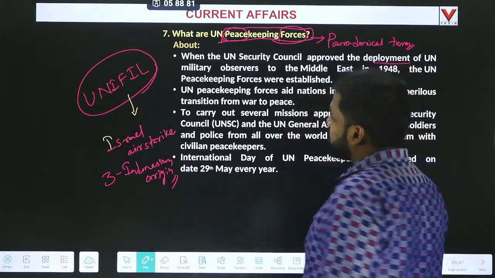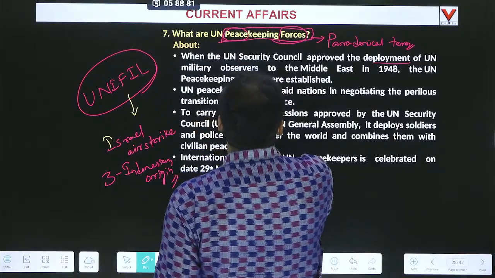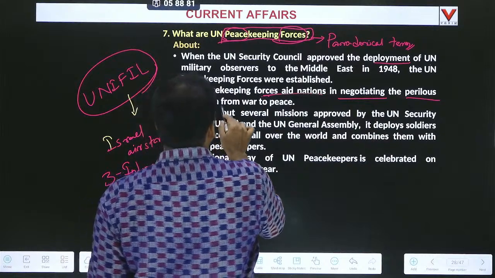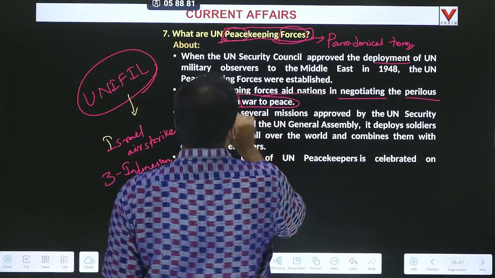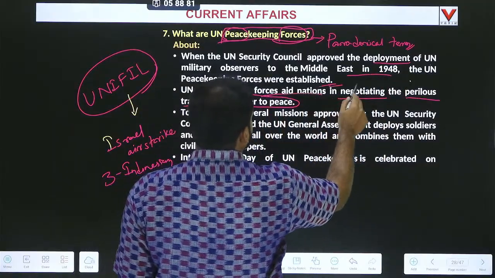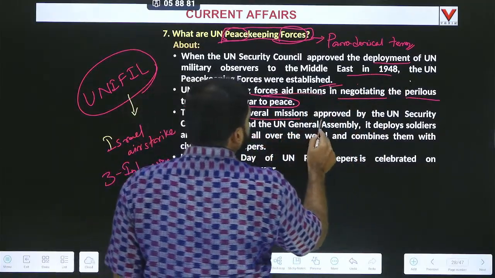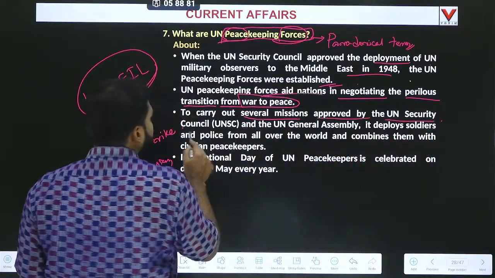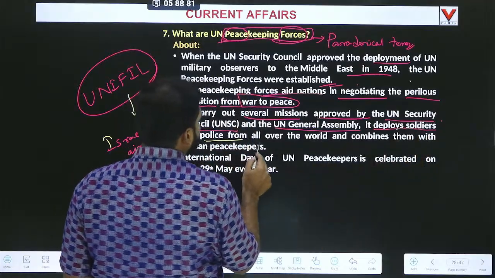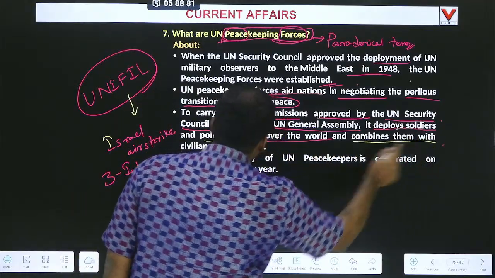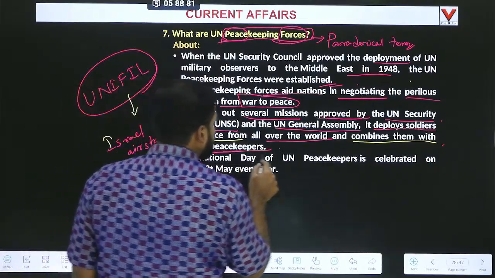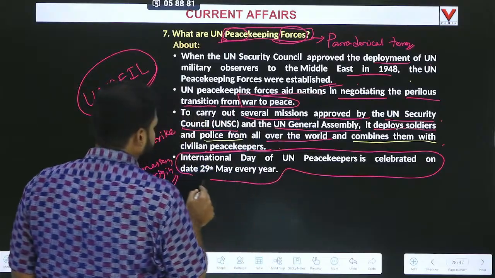UNIFIL. Okay. UN peacekeeping forces aid nations in negotiating the perilous transition from war to peace, right? Deployed to the Middle East in 1948, the UN peacekeeping forces were established to carry out several missions approved by the UN Security Council (UNSC) and UN General Assembly. It deploys soldiers and police from all over the world and combines them with civilian peacekeepers, right? This is a very important fact. They can ask this in prelims.